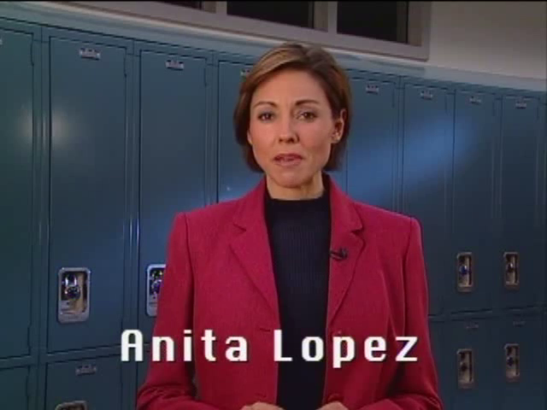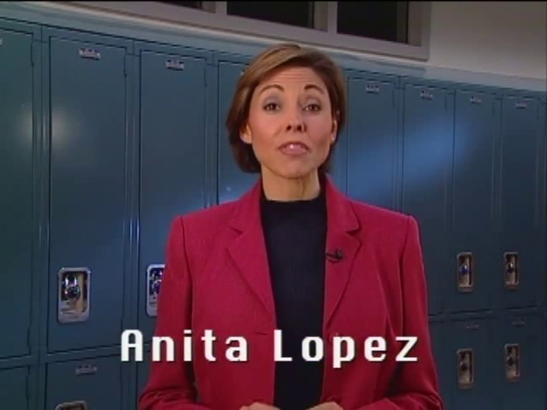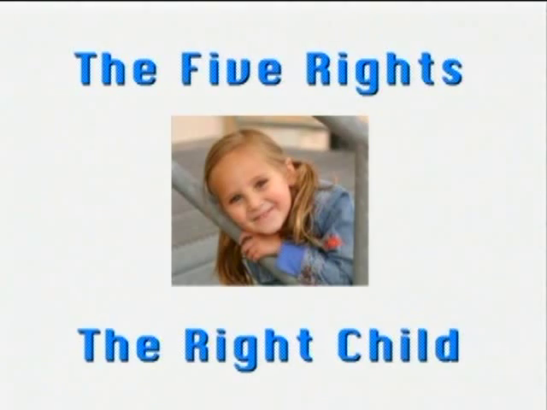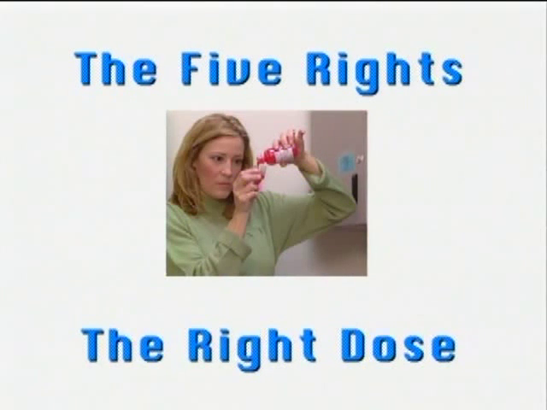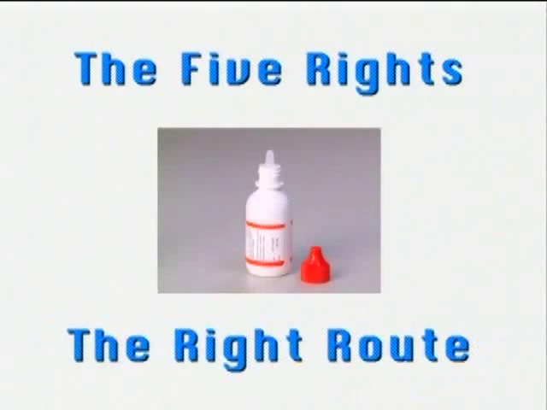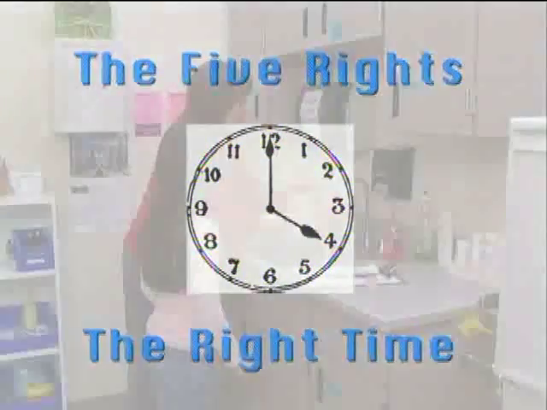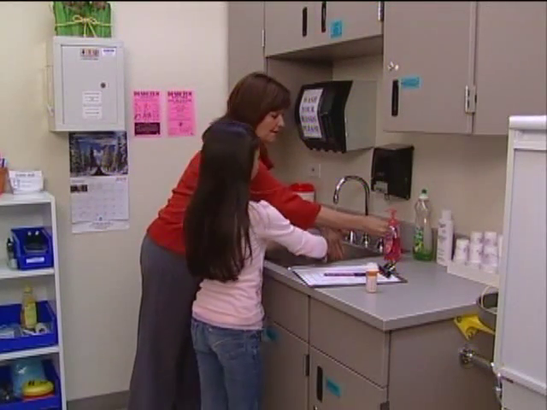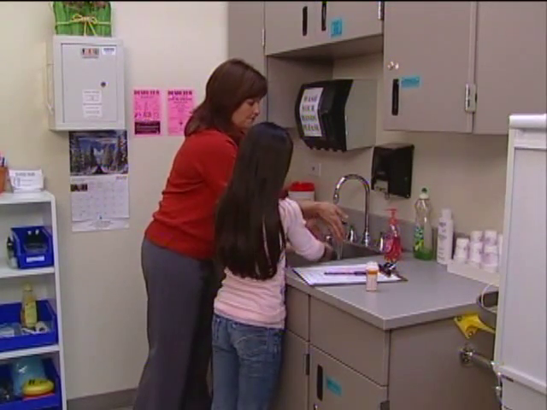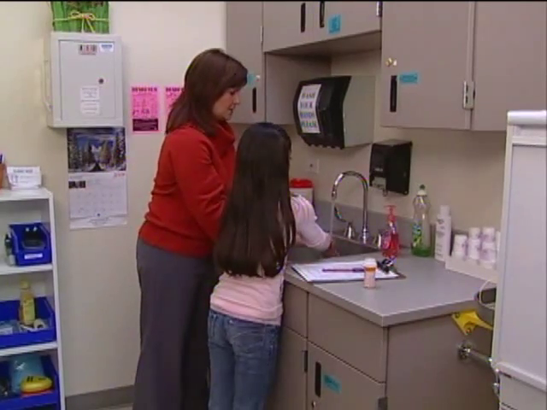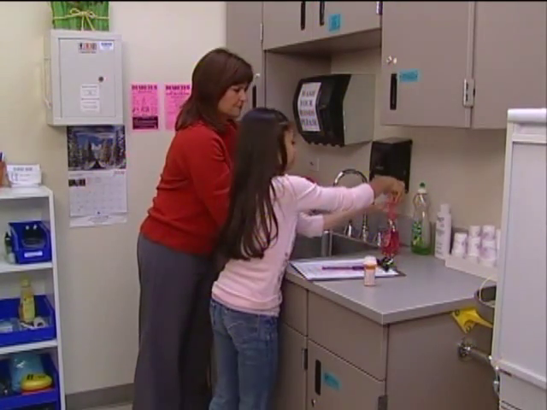When administering medication, it is a good idea to remember the 5 rights to make sure the right child has the right dose of the right medication given by the right route at the right time. This will help reduce the chance of making a mistake. Remember, before giving any medication, wash your hands. If the child will be touching the medication, his or her hands must be washed too.